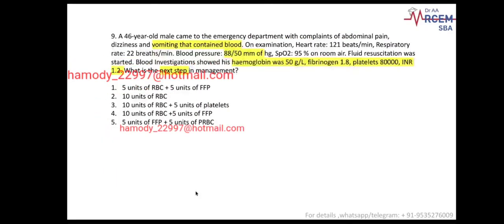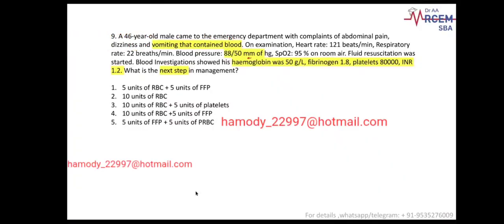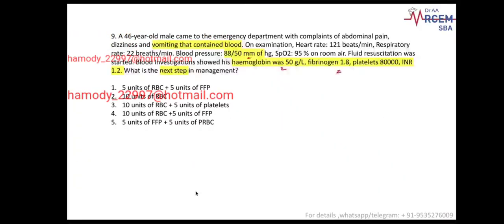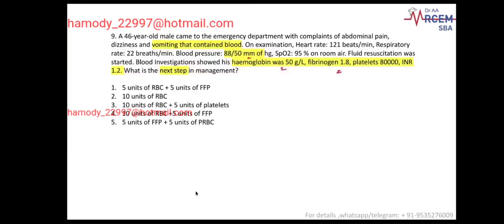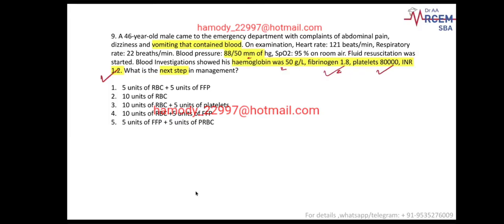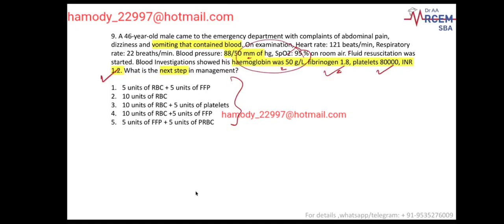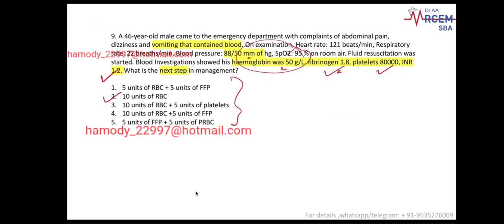Vomiting that contains blood means the patient is having an upper GI bleed, and the patient is in shock. Hemoglobin is low, fibrinogen levels are more than 1.5, they're not low, so this is fine. Platelets are fine, INR is also fine. What does this patient require? PRBC. So we need to choose an option which has only PRBC, and the option which has only PRBC is option number 2.